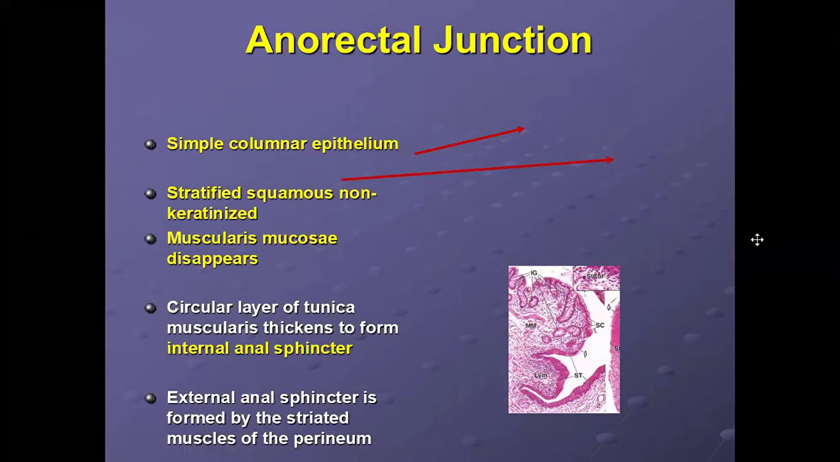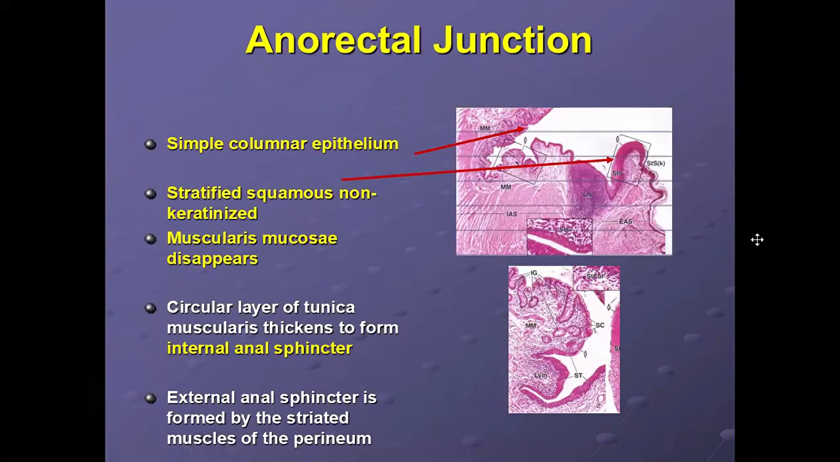Anorectal junction. This is very important, class. Simple columnar epithelium in the rectum. Now, in the junction, you will have stratified squamous, non-keratinized. Remember stratified squamous? You have also that in your esophagus. And then the muscularis mucosa disappears. You don't find any more muscularis mucosa. That would signify the anorectal junction.